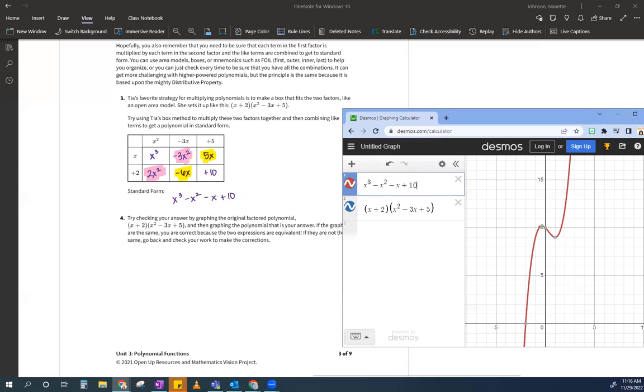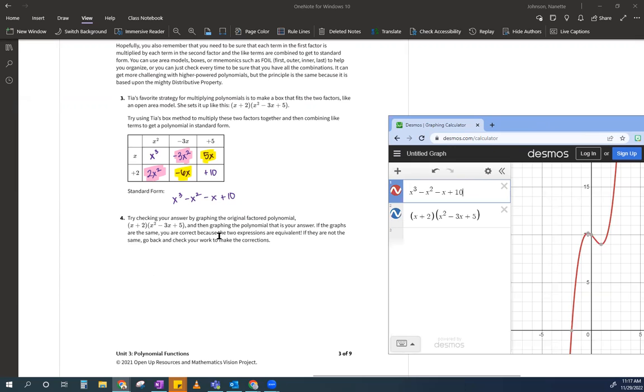Okay, perfect. So number 1, I know how to check my answers. Check, check. Ms. Johnson gets a big old happy face. She's very excited because look, it's all the same. They are the same. Let's see, what does this part say? It says, try checking your answer by graphing. If the graphs are the same, you're correct because they're equivalent. If not, go back and check your answers. Very good.